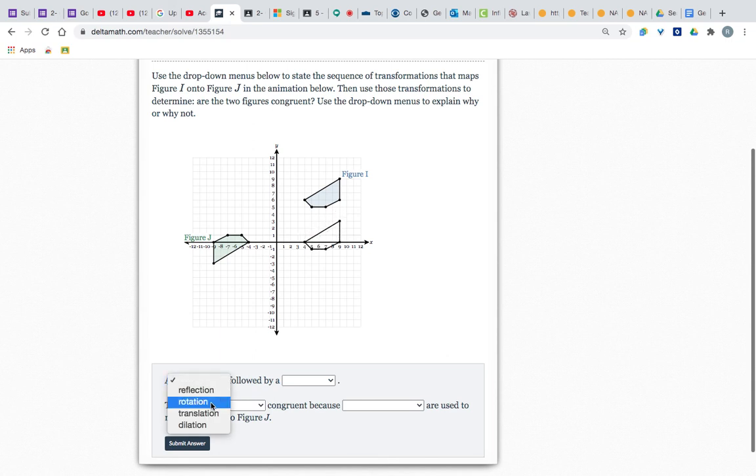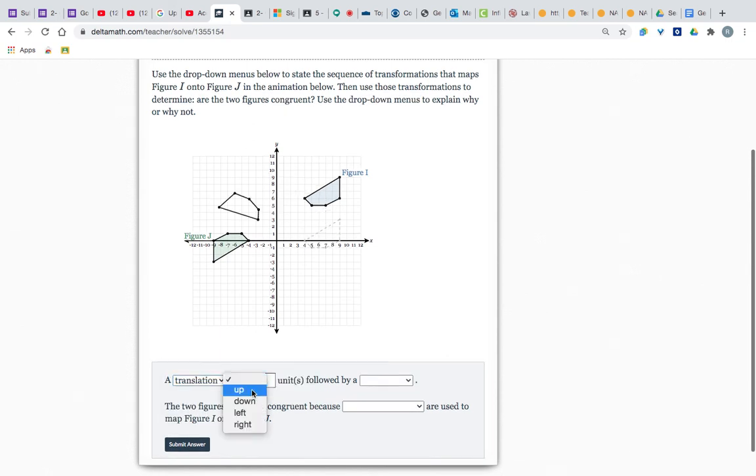So the first thing we have is a translation, and it's going to be down. Let's see how many units it is. We'll go from 5 down to -1, so it's going to be 6. 1, 2, 3, 4, 5, 6 if you count the boxes. So it's down 6 units, followed by, and look what's happening, a rotation. It's rotating, right? So, rotation.